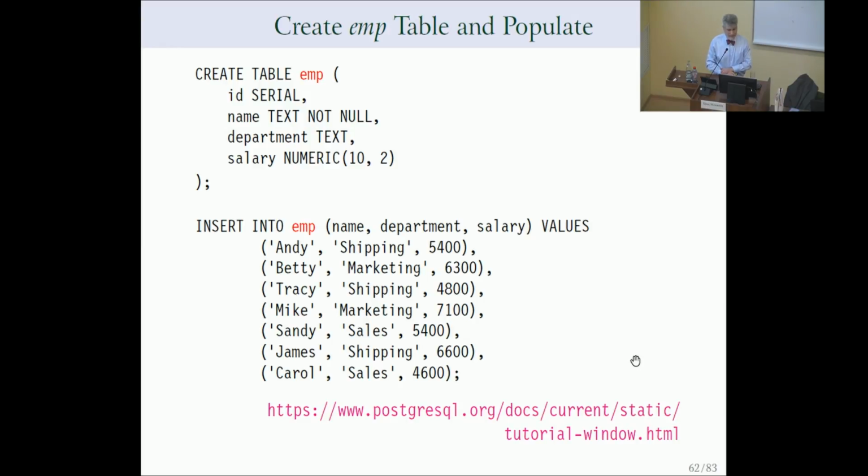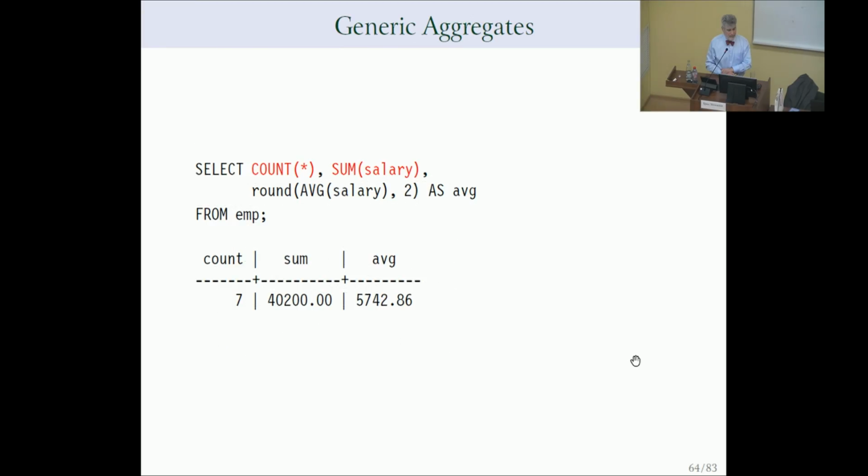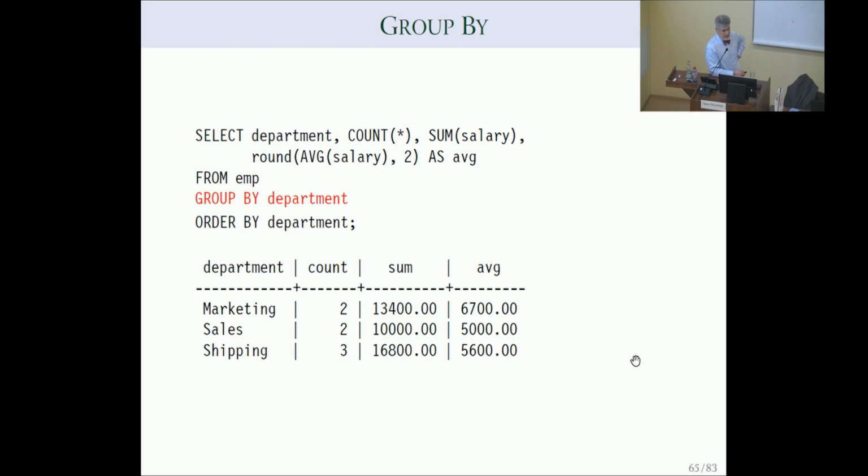with different salaries. Here is the table: 7 employees, different departments, different salaries by ID. We can perform a sum and a count on this if we wish. This is not a window function. This is just straight generic aggregates. So I have 7 employees. I have a sum of all of my salary, and I have an average for that salary. Not super useful, but this is just a standard aggregate.